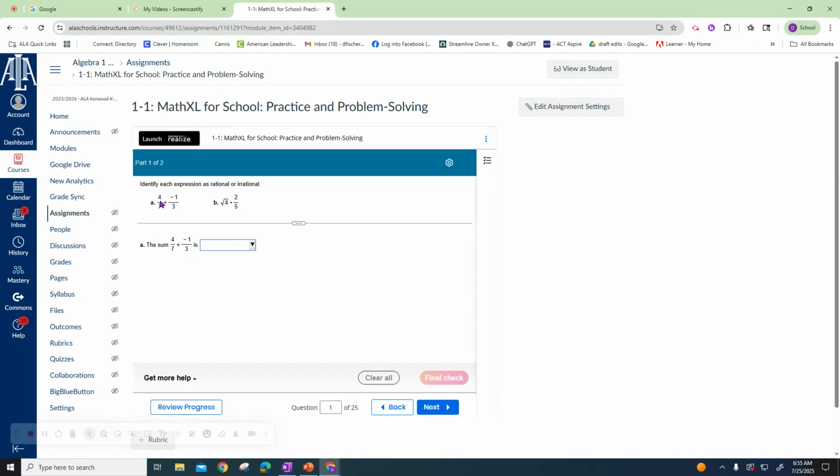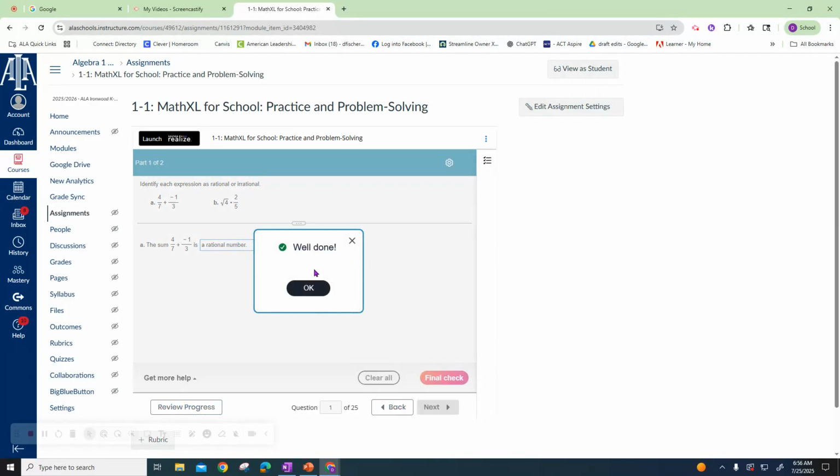Now we have two math problems here, an A and a B. If I added these two together, right now they're just saying I only want to know one category, whether it's going to be rational or irrational. And here's that rule: the sum of a rational number and a rational number. What is it going to be? Rational number. Okay. Now I want to put in final check here, and they'll tell me well done or not correct.